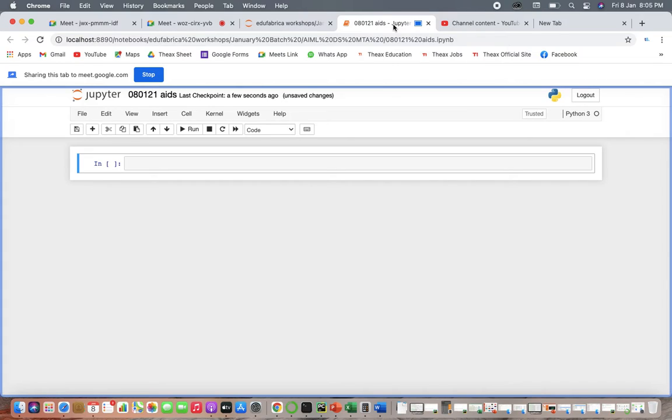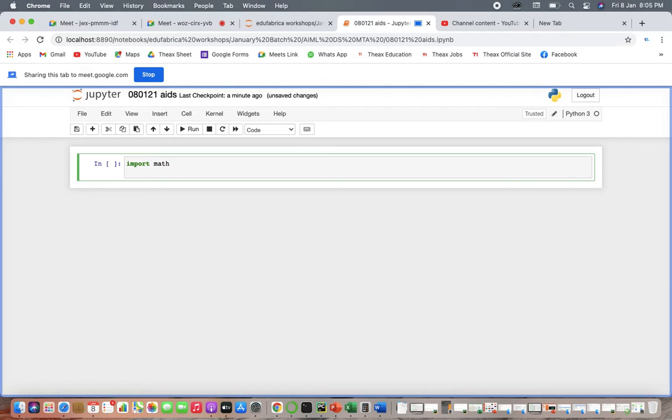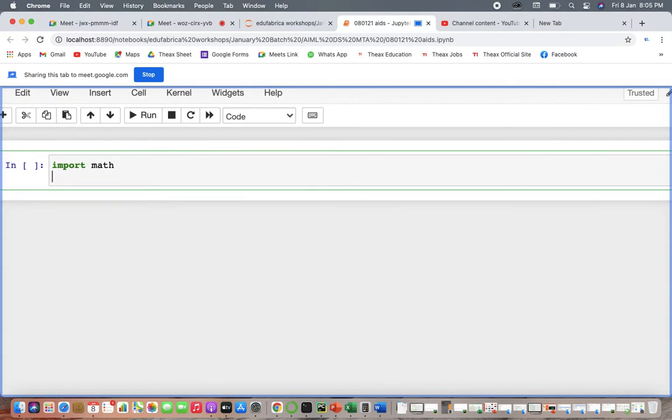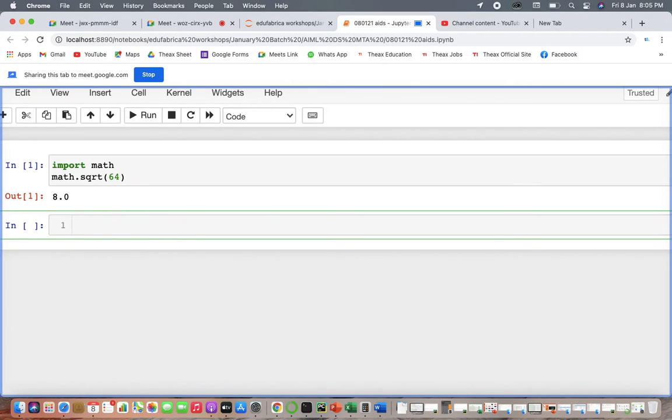You might have seen the math module, where we used to find square roots and other easy things using mathematics. If I import math and want to find the square root of 64, I would use math.sqrt of 64, and I would obviously get the result.